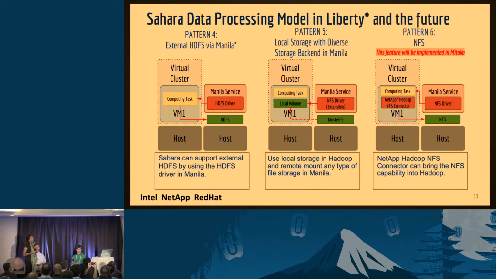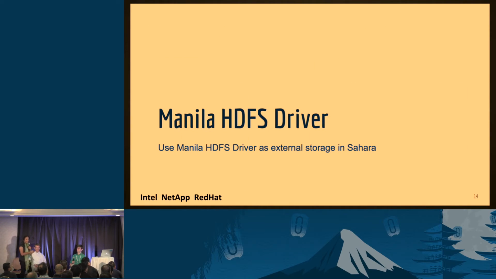In pattern 5, there's a little difference. You have a local volume, and that local volume can be backed by any data behind it. It could be an NFS driver, so access to NFS data in the backend. It could be Cluster, and that's a very important contribution in Liberty. So when you use a local storage system, there are many benefits, and Ethan will cover that, and Jeff will go further on this. So I'm going to talk a little more about pattern 4 here. Okay, so Manila HDFS driver.